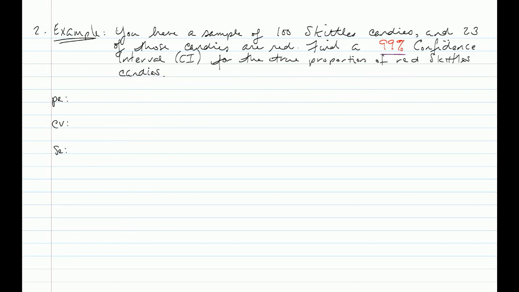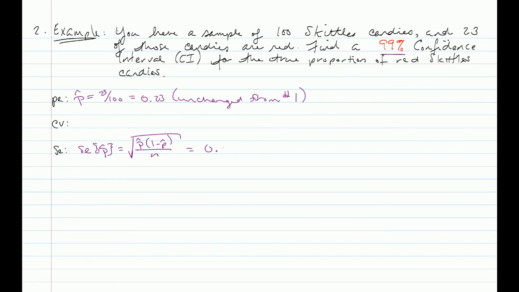So let's find that. Well, our PE, we're still estimating that true proportion, so our PE is unchanged. We're still using p hat, and that's still going to be 23 over 100, so that's going to be 0.23. I'm going to make a note to ourselves that this is unchanged from problem 1. Now, what's our standard error? Our SE is just going to be the standard error of p hat, the square root of p hat, 1 minus p hat over n. And that's the same thing as before because p hat is unchanged, so that's going to be 0.0421, also unchanged. It's nice when we save ourselves some work like this.